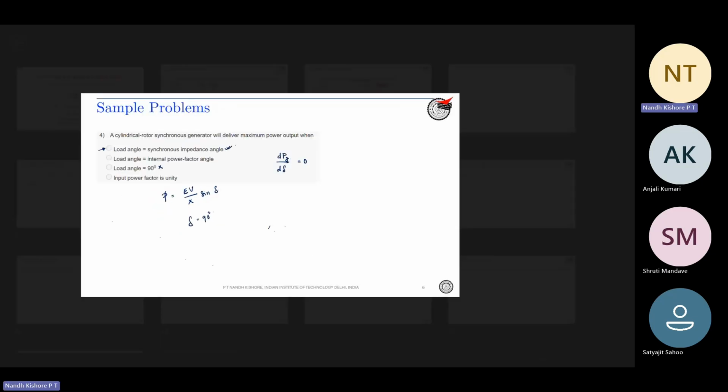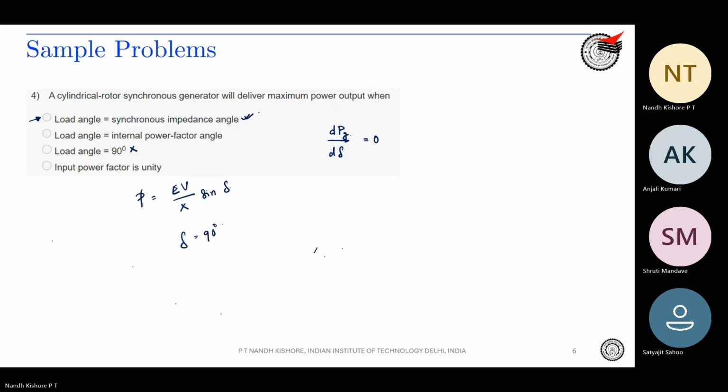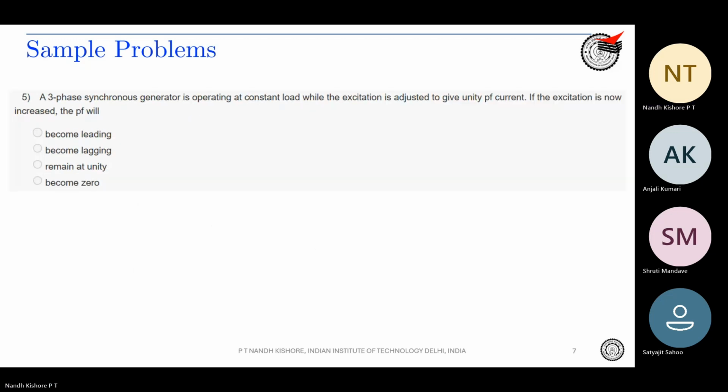So we'll move to the next question. A three-phase synchronous generator is operating at constant load while the excitation is adjusted to give unity power factor current. If the excitation is now increased, what will happen to the power factor? So a synchronous generator was operating at some load, and you adjusted the excitation so that you get unity power factor at the output. Now the excitation is increased.